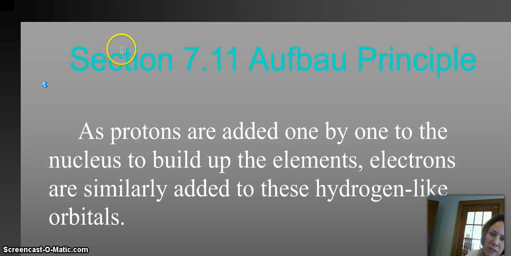The more important section here is section 7.11. Section 7.11 introduces the Aufbau principle, which basically states that electrons are added to the orbitals and sublevels and energy levels outside the nucleus, just like protons are added one by one to the nucleus. So as protons are added to the nucleus, electrons are added from lowest energy to highest energy outside the nucleus. Aufbau literally means building up.